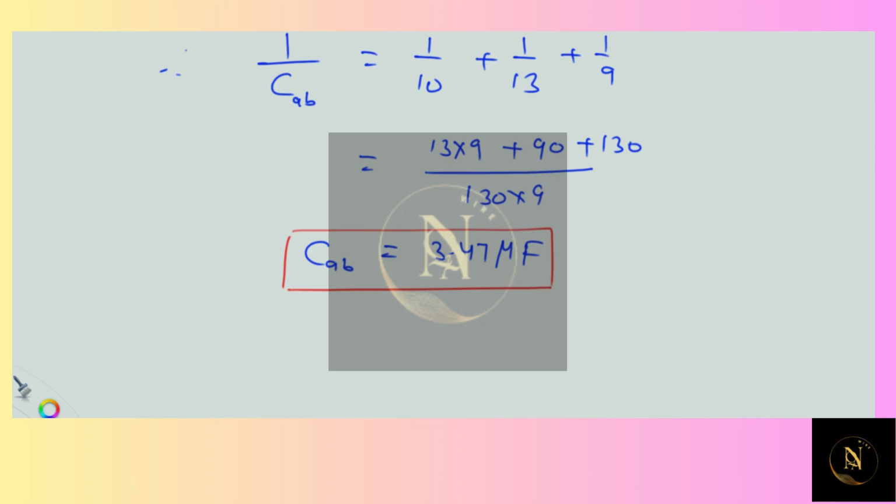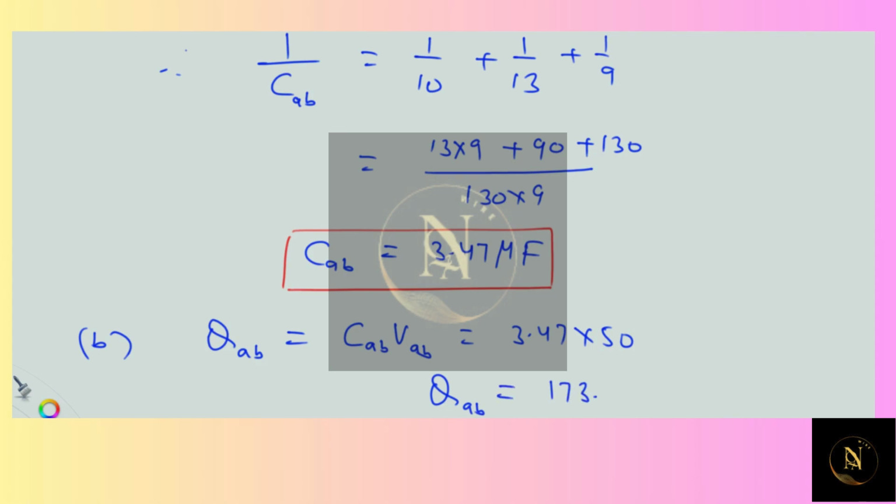Then in the second part of the problem, we have to find the charge in this circuit. So simply QAB will be given by the product of capacitance with the potential applied, VAB. 3.47 multiplied by 50. So this charge in the circuit is 173.6 microcoulomb. Answer for the second part of this given problem.